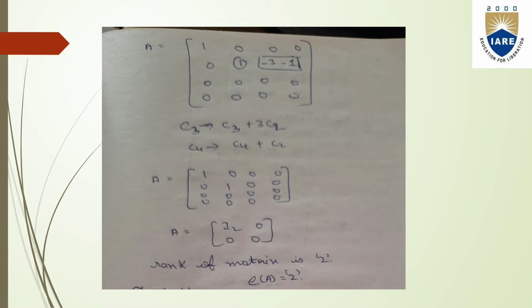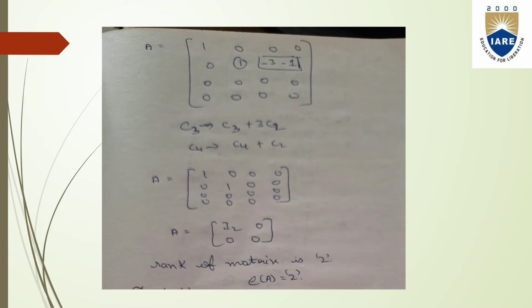Then the next step is, in the same way as we did for rows, we will do it for columns. The second row, second column element should be non-zero and the elements beside it will be made 0. So column 3 changes to column 3 plus 3 column 2, and column 4 changes to column 4 plus column 2. After these column transformations, you will get a matrix which can be written in the form [I_2 0; 0 0].